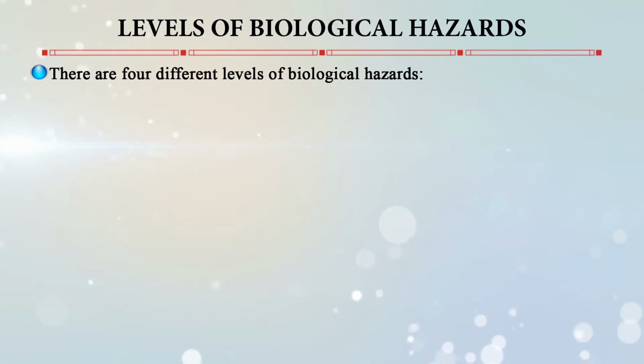The relative severity of the disease caused by a microorganism, that is the ratio of the clinical cases to the number of infected hosts, is known as the virulence. There are 4 different levels of the biological hazards.